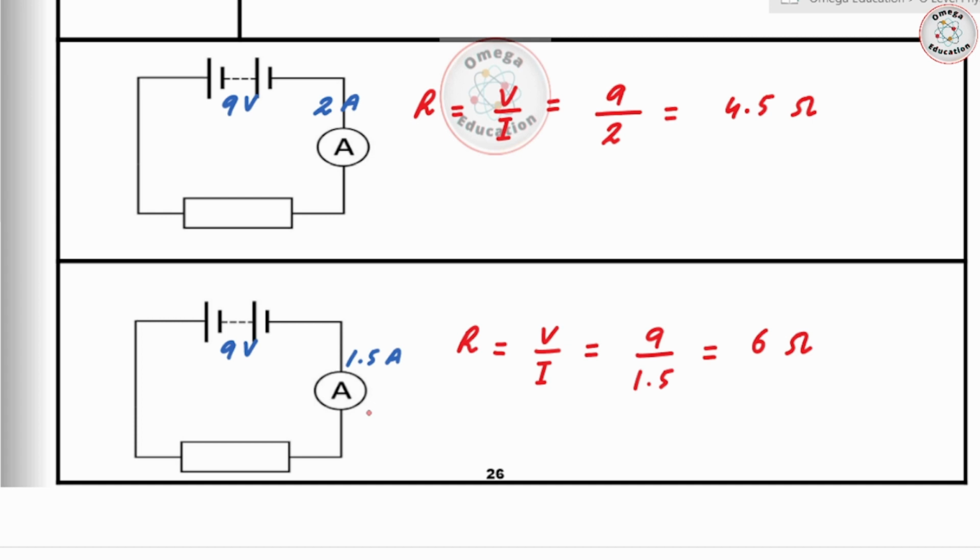So if you know the amount of current flowing through the circuit, you can always comment about the resistance, or you can compare the resistance of the two circuits if you know the potential difference and you know the amount of current passing through both of them.